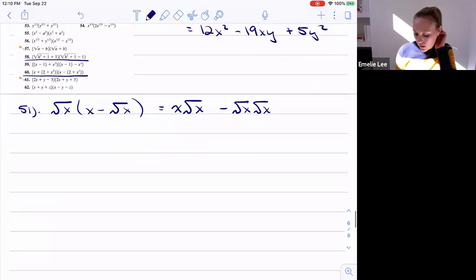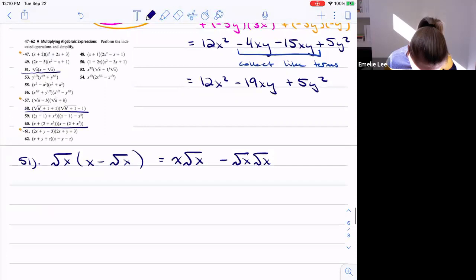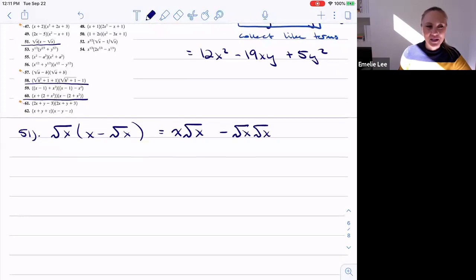So what does it say? Perform the indicated operations and simplify. Yeah. So what we're going to do is we can definitely simplify this, right? That's just going to be x. And then let's try to simplify this and see where we get to and see which one we like. Okay. I say that because it's not going to change much.